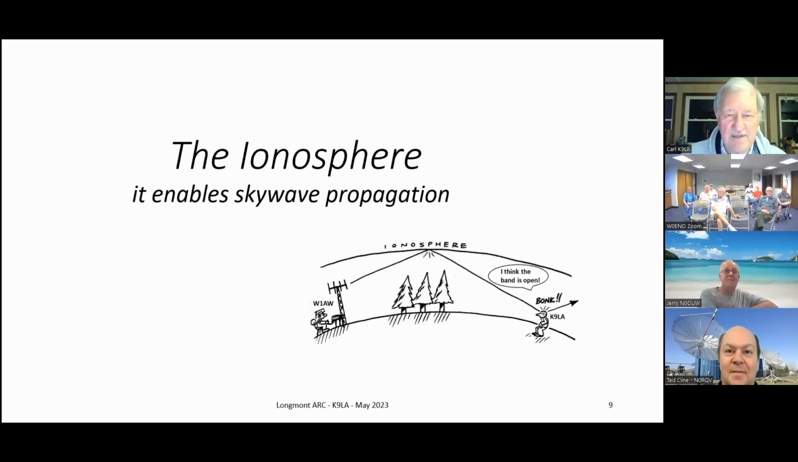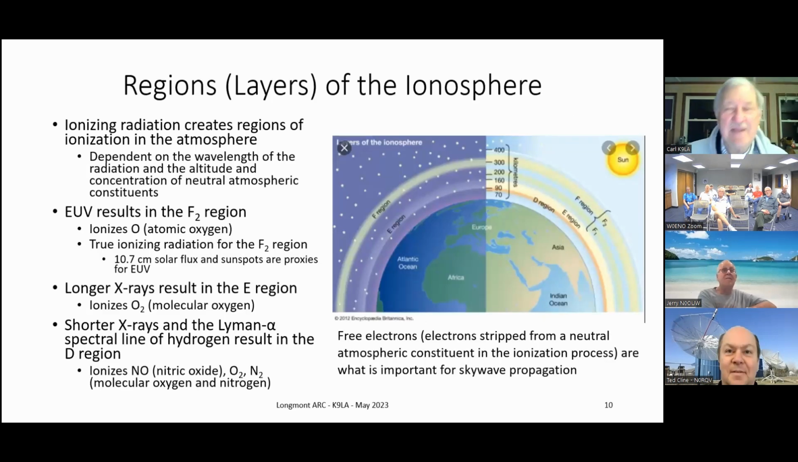So in the ionosphere, and there's a little picture of how do you tell if a band is open? Well, if you get hit in the head with some RF from a station far away, that'll tell you the band's open. Don't believe that, though, of course. So all that radiation creates regions of ionization in the atmosphere. And it depends on the wavelength of the radiation and the altitude and concentration of all those atmospheric constituents that I talked about earlier.